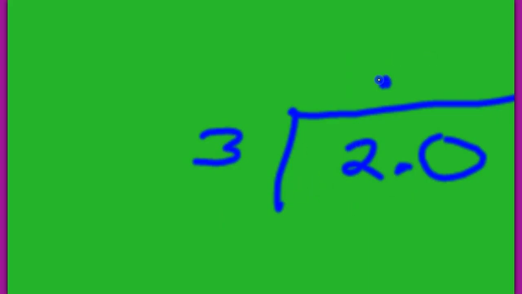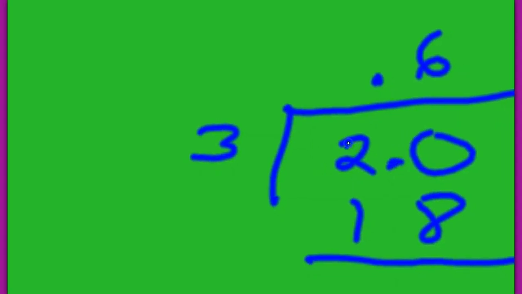Alright, let's do this next one. So I want to draw my house of division, and we're going to put the 2 in the box, 3 outside of the box. 2 is obviously smaller than 3, so we add our decimal point and a 0. Put your decimal point on top of your division box. 3 times what number gets me close to 20? It's 6. I have 18. So I add my 18, I draw my line, I borrow.